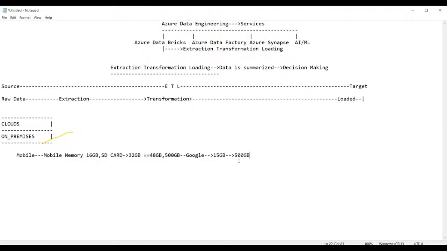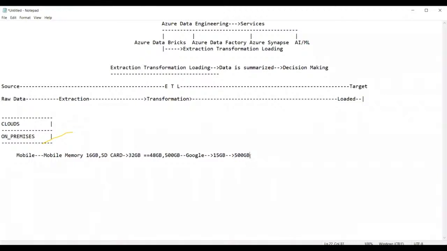Free of cost, or will they charge something for it? They will charge. After 15 GB, even if you store 0.1 MB, it is going to charge you. So you can buy space on Google Drive by paying some cost.